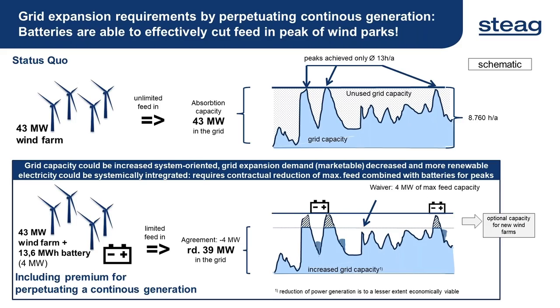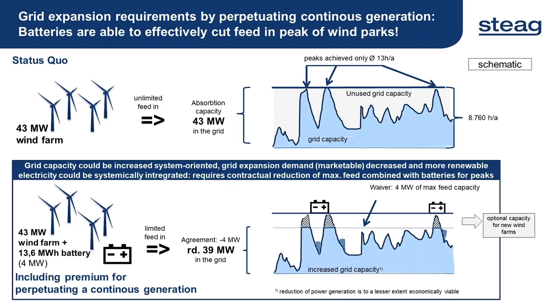And we were just looking at our wind farm in Brandenburg, and we were excited or worried that, with the needed capacity, this is a wind park of 43 megawatts, and just in 13 hours per year, the peak of this wind park was achieved. But of course, the grid capacity was needed all year long or reserved.